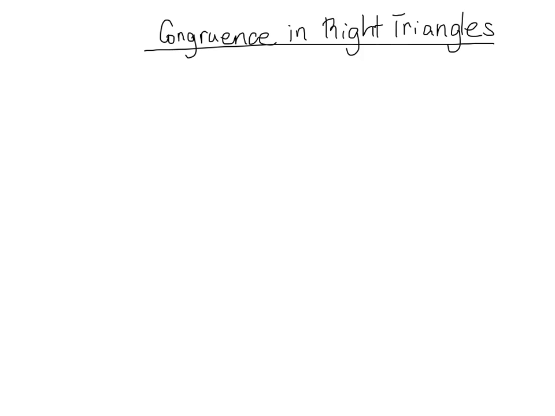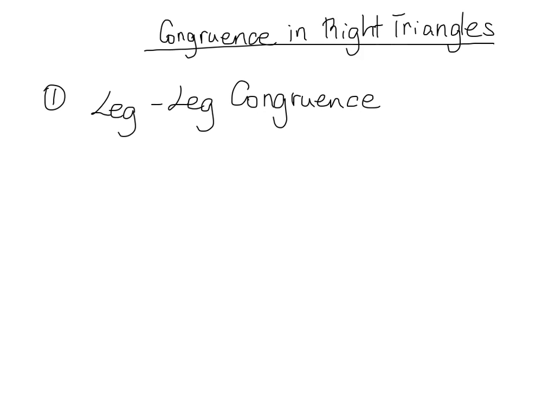So the first one is called leg congruence. Alright, so leg congruence just means, if we have a triangle here, and we have another triangle here, and they're both right triangles, if you know that one leg of one triangle is congruent to a leg on the other triangle, and same for a second leg, then the 2 triangles are congruent.